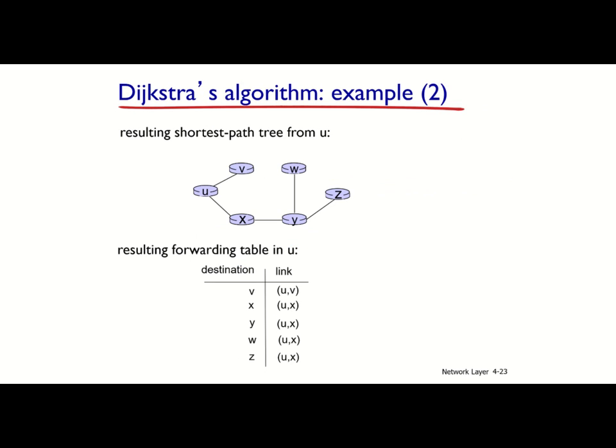And then after running the Dijkstra algorithm and constructing the shortest path tree from u, you can simply fill out the forwarding table in u, saying that if you want to go to v, the best link is to choose this link. If you want to go to other destinations x, y, w, or z, you have to use this interface, the interface to reach x.